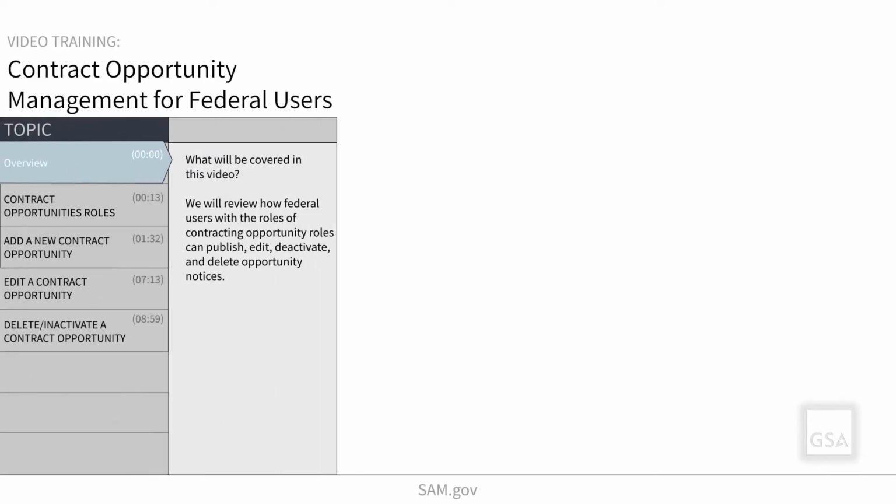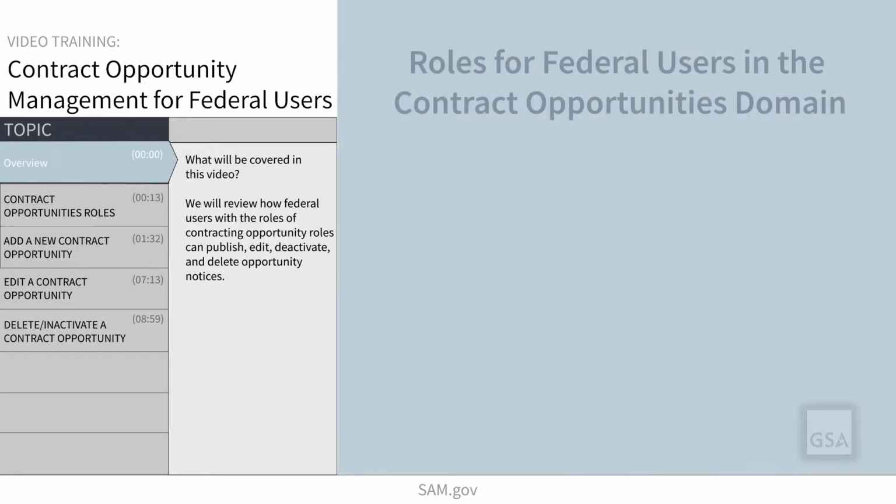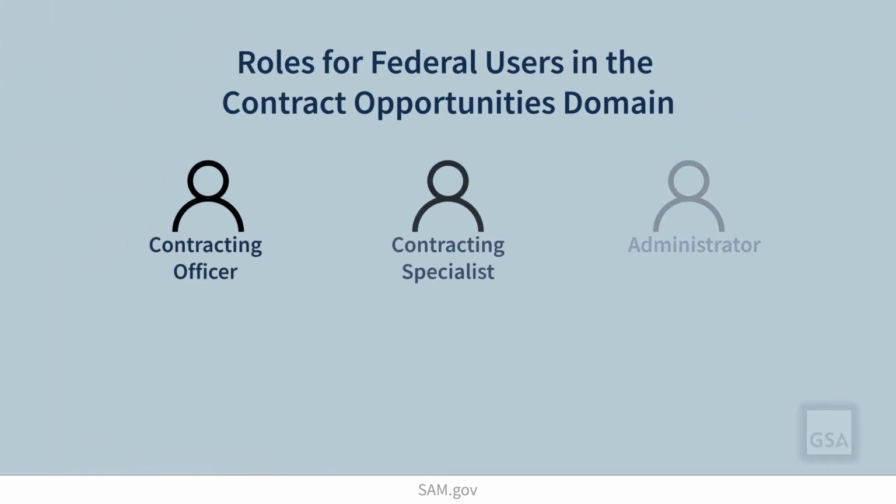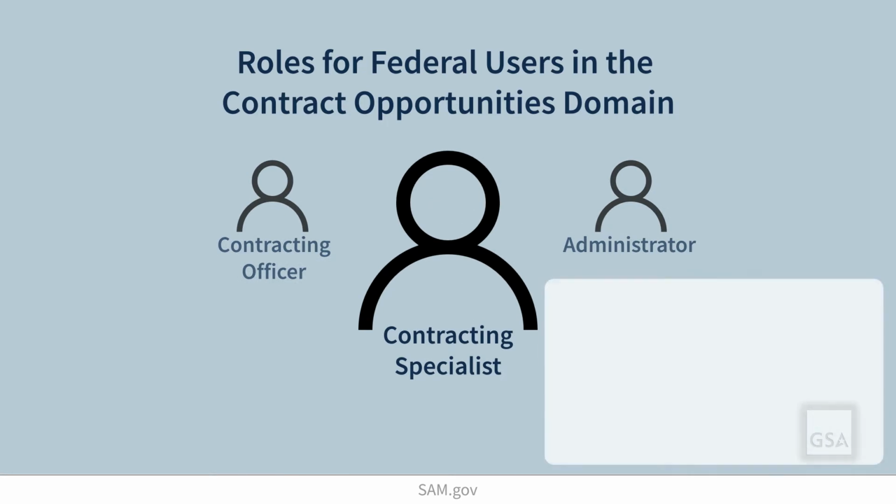Welcome to our video on managing contract opportunity notices on SAM.gov. We will review how federal users with the roles of contracting officer and contracting specialist can publish, edit, deactivate, and delete opportunity notices. There are 3 roles with different permissions in the Federal Contract Opportunities domain.